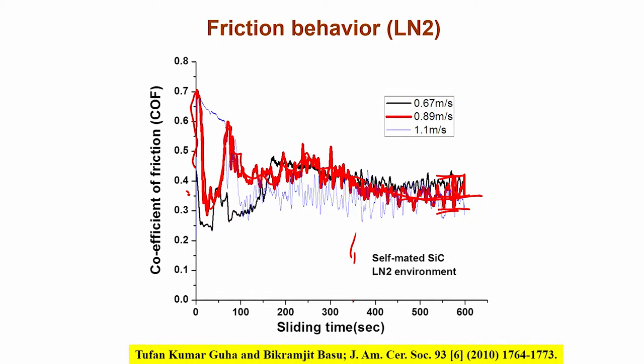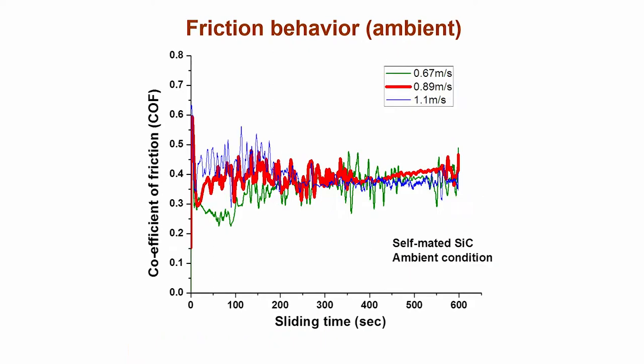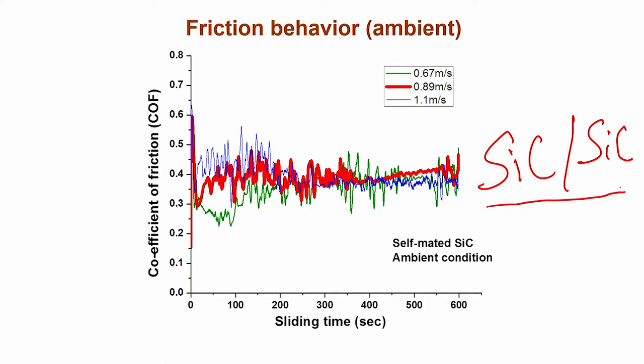If you look through this very closely, what about the frictional behavior of self-mated silicon carbide? That means silicon carbide versus silicon carbide. So here the flat material is silicon carbide and the ball material is also silicon carbide. And under similar sliding conditions, with variation in speed from 0.67 to 1.1 meter per second and the load around 5 newton, we see not much difference in terms of the steady state coefficient of friction. The only thing is that in room temperature conditions this couple reaches the steady state at a much earlier time scale of 3 to 4 minutes, whereas in liquid nitrogen we see a lot more unstable region in the frictional behavior.